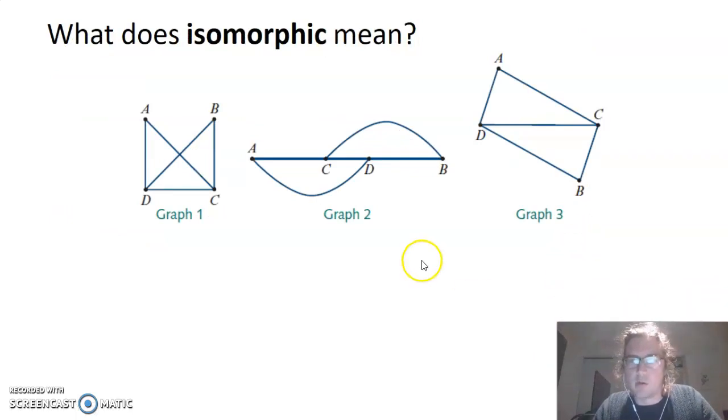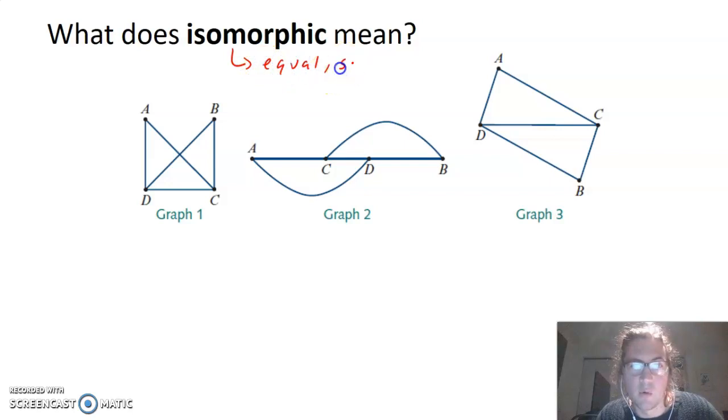So, first question here is, what does isomorphic mean? Okay, so what I'm going to do is I might just define it. Isomorphic, for all intents and purposes, means equal or the same. Okay, but same is really important. It's the same degree vertices, and the same connections.